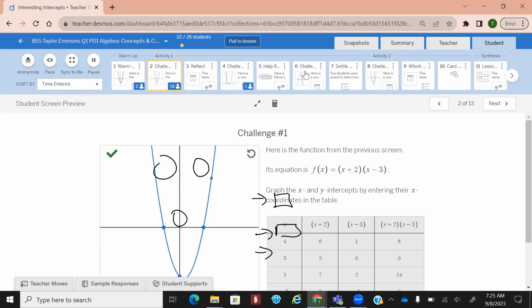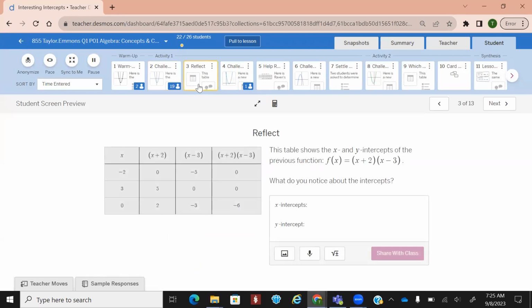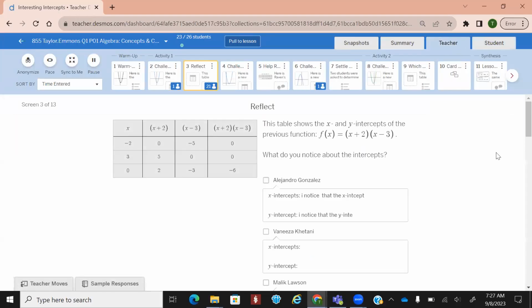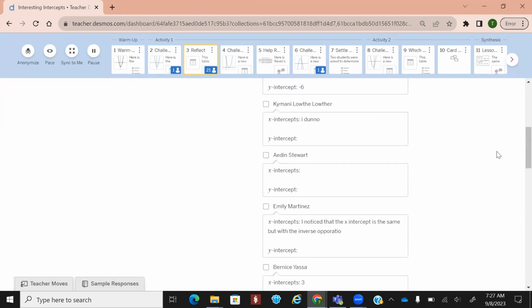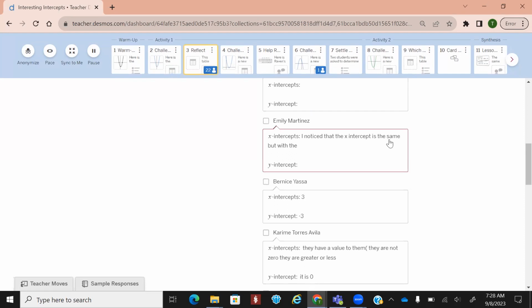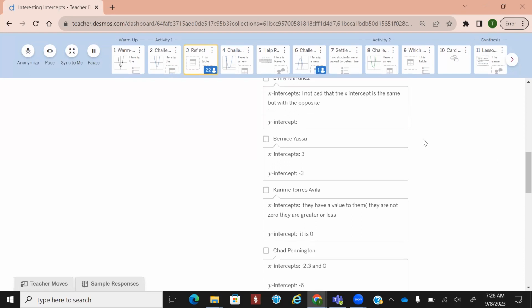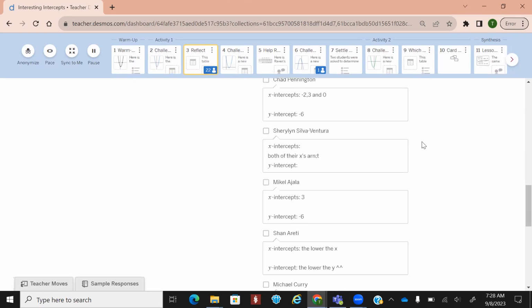Okay, here it is again. Look at what our x-intercepts are. It was a y-intercept. Look at what our x-intercepts are, and look at what our equation is. Okay, there's a similarity between those. So what do you notice about the intercepts? Go ahead and write that out. All right, so some of the things that you came up with were, I noticed that the x-intercept is the same, but with opposite sign.